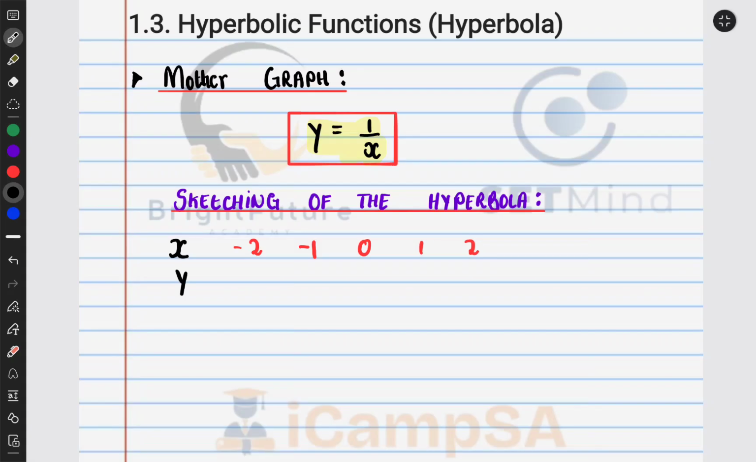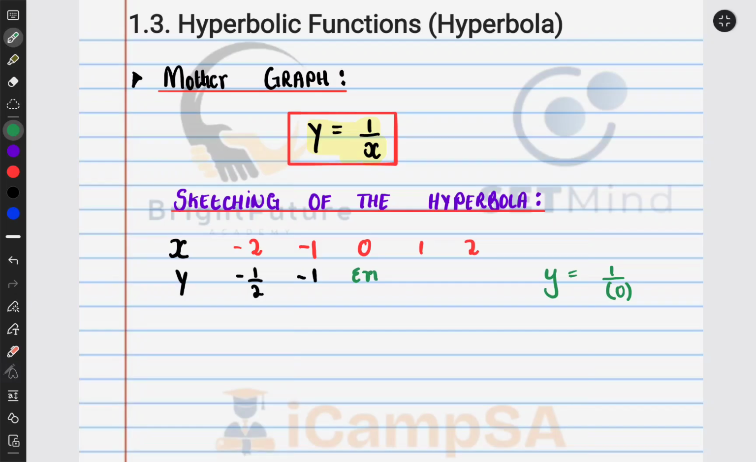So 1 over -2 gives us -1 over 2, so it's -half. For the second value, 1 over -1 gives us -1. For the third value, y is equal to 1 over 0. And look what is happening here. We are dividing by 0, and we can't divide by 0. When you punch this in your calculator, it will give you an error. So the function at that point is not defined. We get an error there.